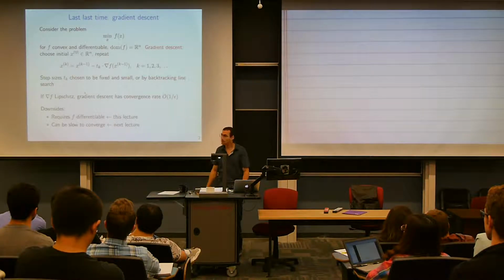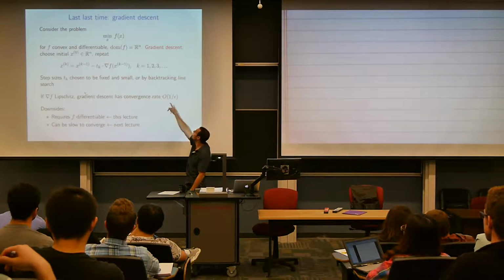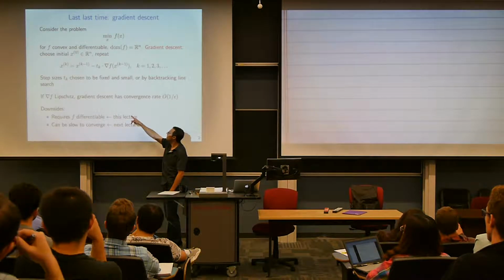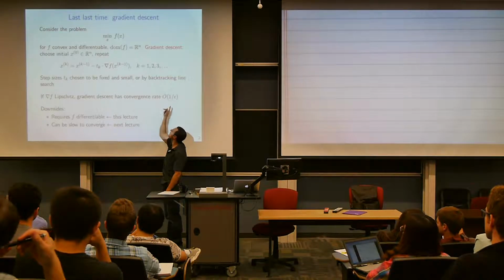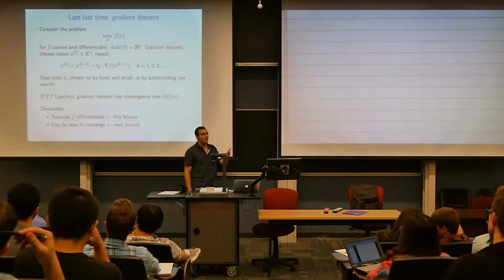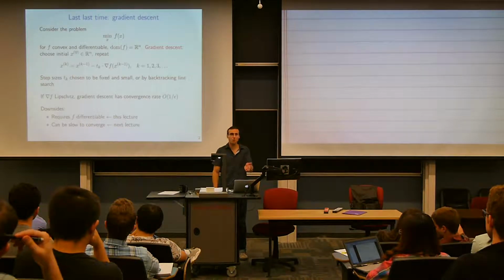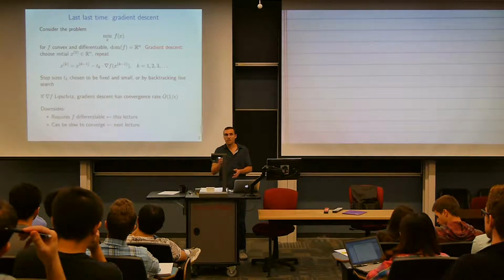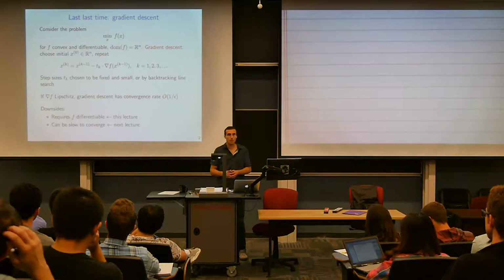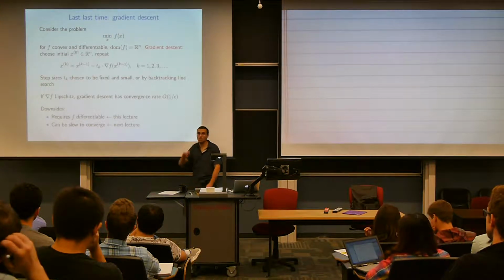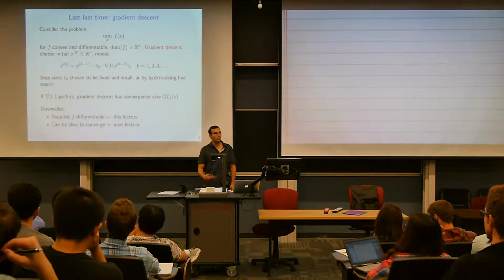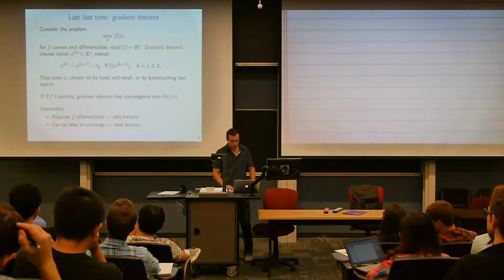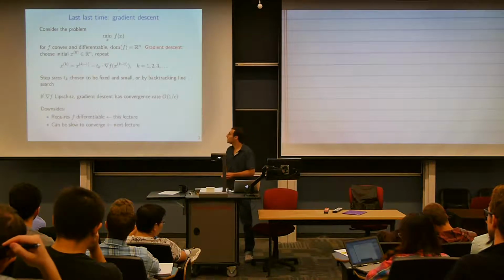And in either case, fixed and small or with backtracking, we proved that if the gradient was Lipschitz, then this algorithm has a convergence rate of 1 over epsilon, which means that if you want to achieve an epsilon suboptimal point, so some iterate xk that has a criterion within epsilon of the optimal criterion value, then you only need to go on the order of 1 over epsilon iterations or steps in this gradient descent algorithm in order to get such a criterion met. What are the downsides?